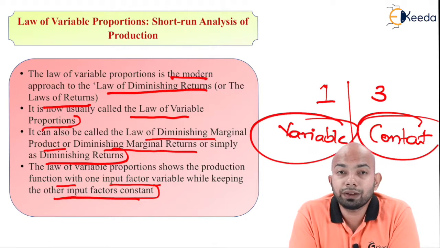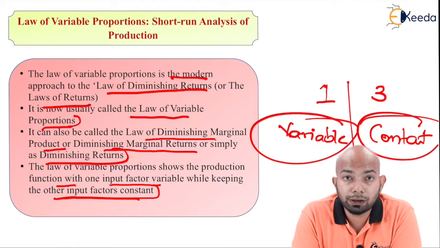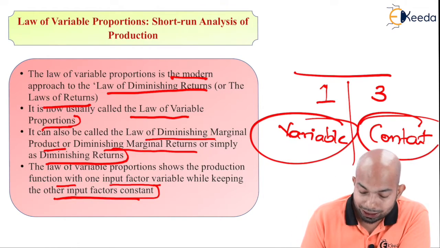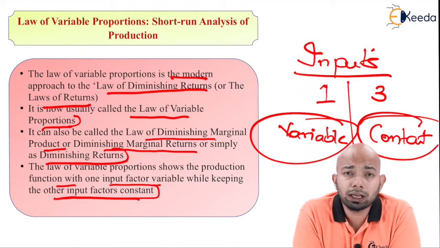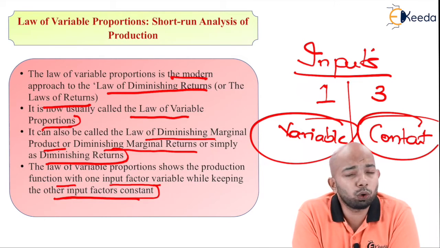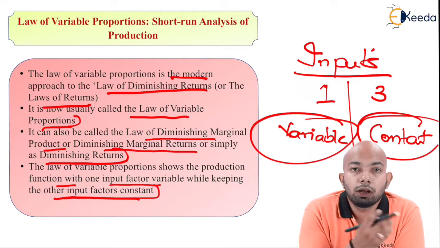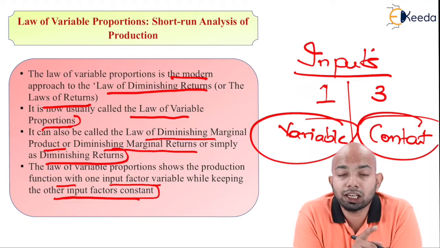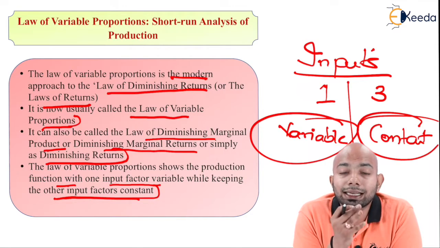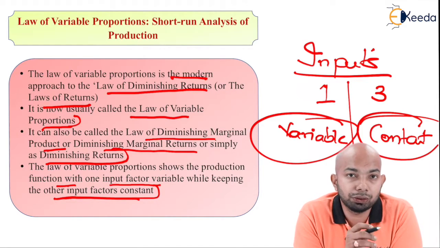All of this 1 and 3 is related to inputs. When you have all these inputs, one is variable and the others are constant, no matter how many factors we are talking about. How exactly this law of proportion is supposed to be utilized is what we'll be understanding in the upcoming videos.